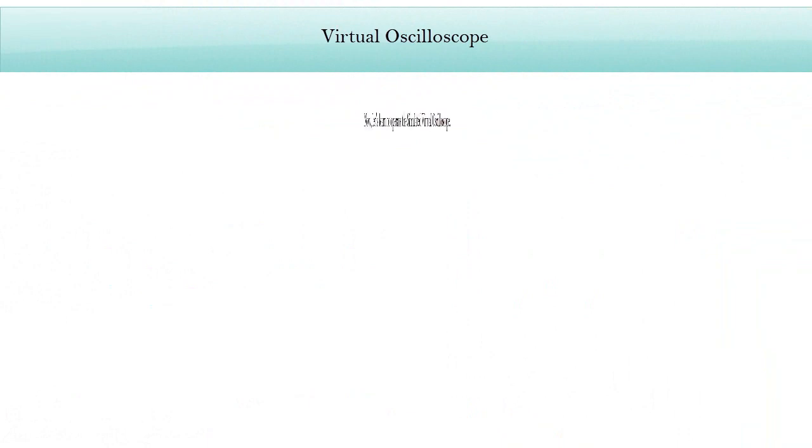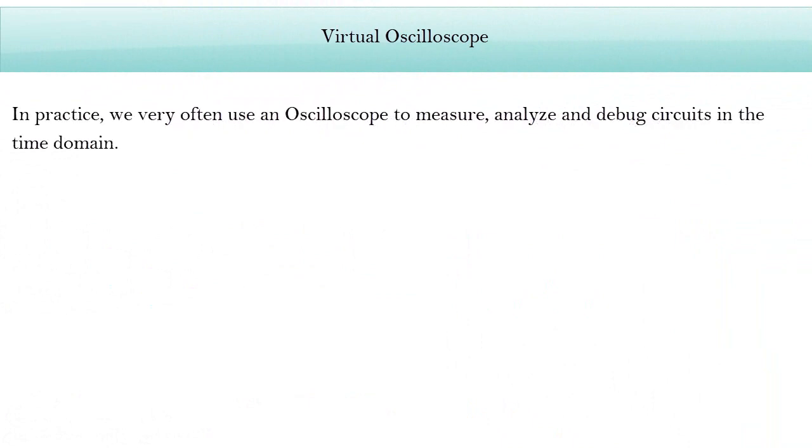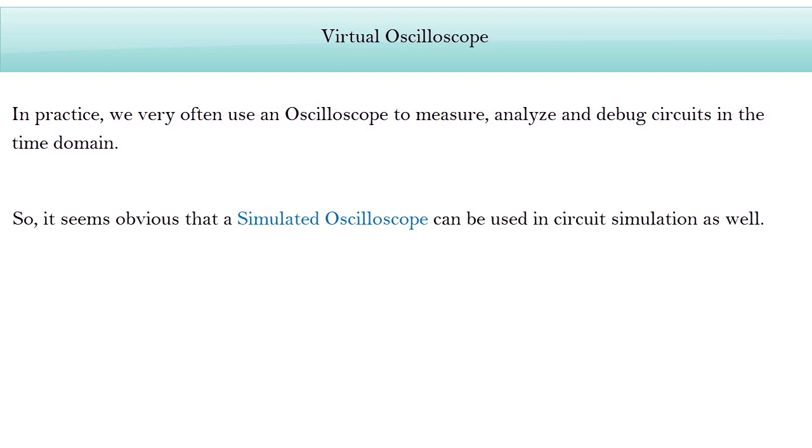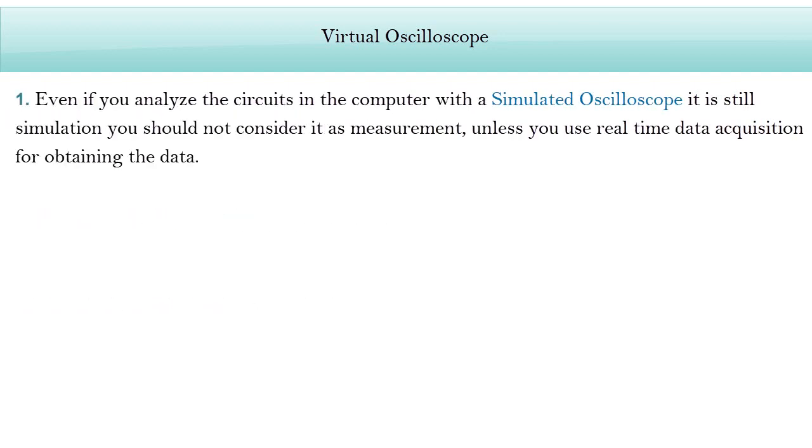Virtual Oscilloscope. Now let's learn to operate the simulated virtual oscilloscope. In practice, we very often use an oscilloscope to measure, analyze, and debug circuits in the time domain. So it seems obvious that a simulated oscilloscope can be used in circuit simulation as well. However, there are a few important differences between the two that you must know about. Even if you analyze the circuits in a computer with a simulated oscilloscope, it is still simulation. You should not consider it as measurement unless you use real-time data acquisition for obtaining the data.